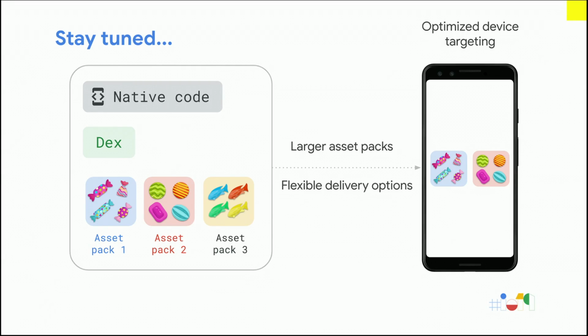But again, this is just the first step. Stay tuned for further announcements later this year about additional delivery options, which will give you even greater flexibility and control, allow larger asset packs, and enable optimized device targeting, so that for game assets as well, your users will get only the assets suitable for their device.